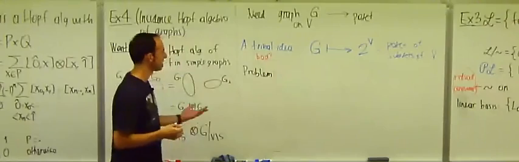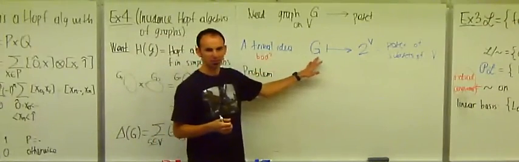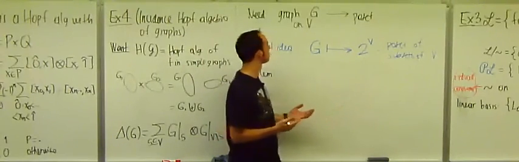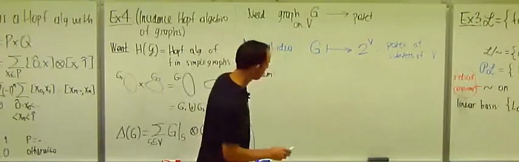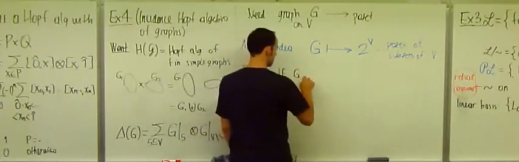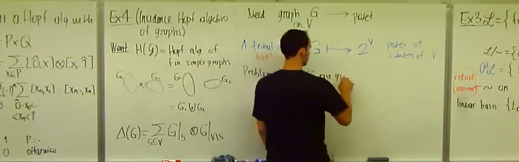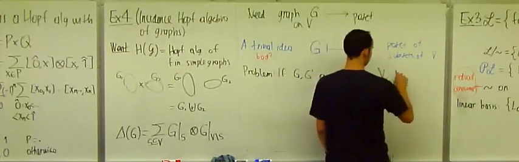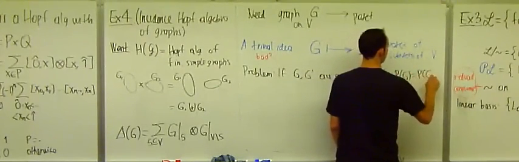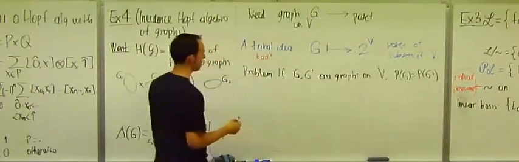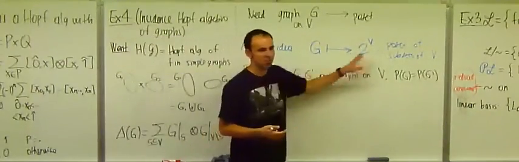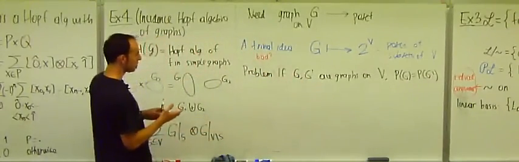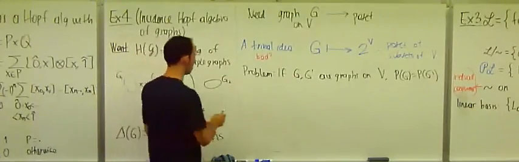There's another problem, which is that if you have two graphs on the same vertex set, you're giving them the same poset. And so you don't really want that, okay? And so if G and G prime are graphs on the same vertex set V, then so far P of G is equal to P of G prime. Okay, and so not only does the poset not distinguish the graph, but also we're sending different graphs to exactly the same thing.